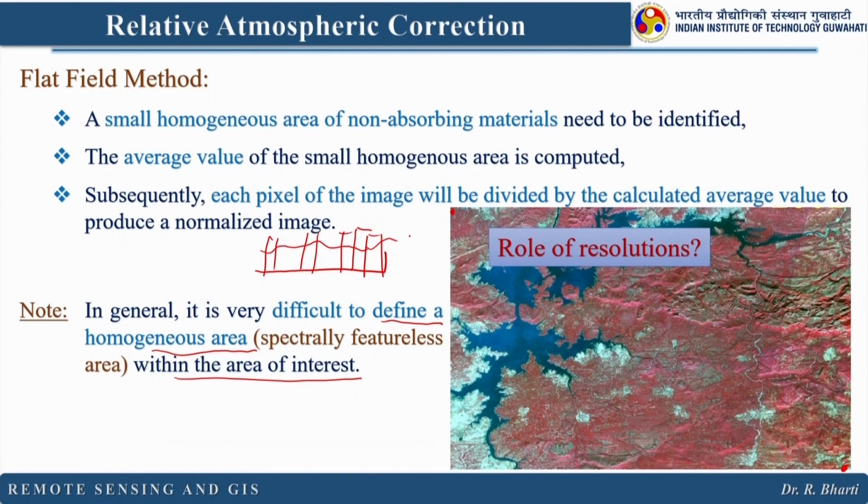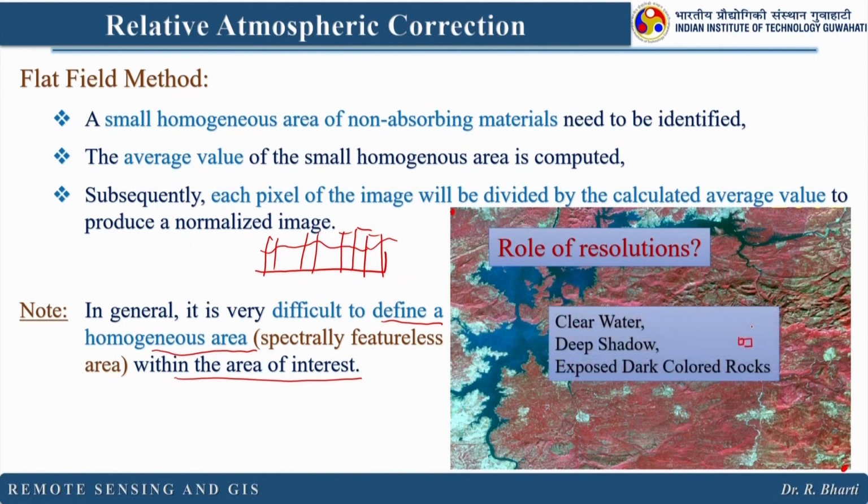And when you have high spatial resolution, you can correctly locate those pixels having materials which are non-absorbing in nature in that particular band. For example, clear water, deep shadow and exposed dark colored rocks are good candidates if you can find that they are non-absorbing in behavior in your particular band.